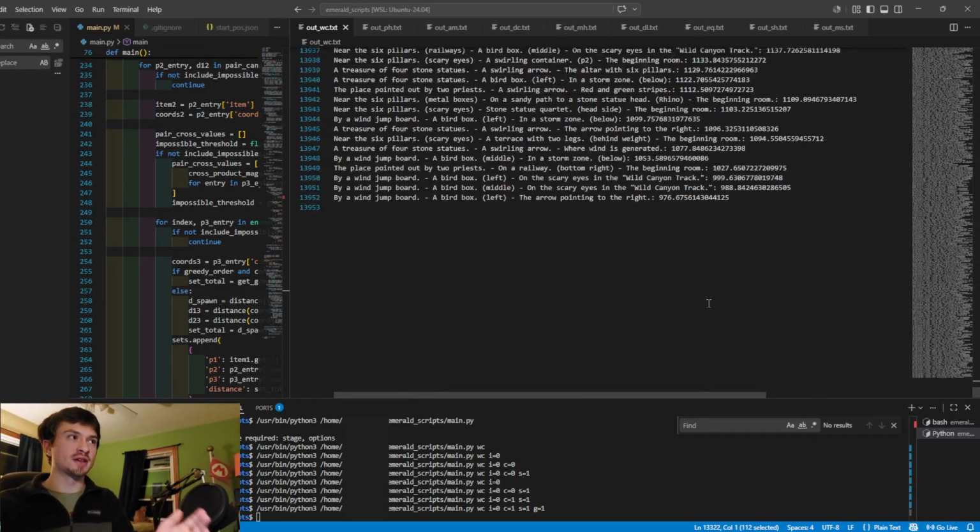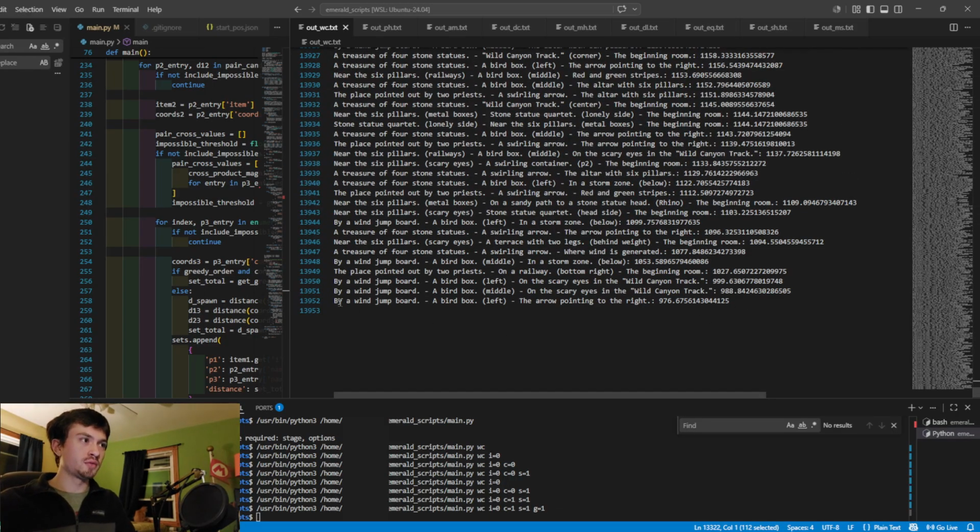If we look at some of these other sets, for example, we get these. So, by a wind jump board, a bird box, arrow pointing to the right. Makes sense. Like, obviously, you can't go through a ceiling, but if you could, that's your set.